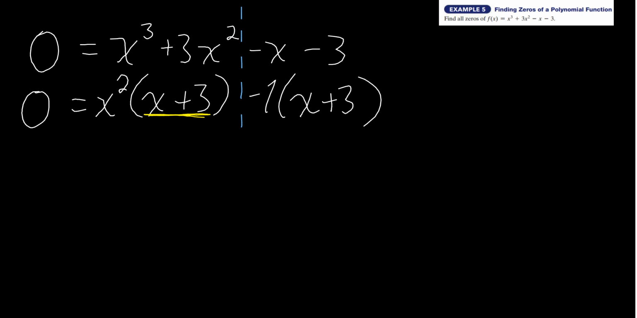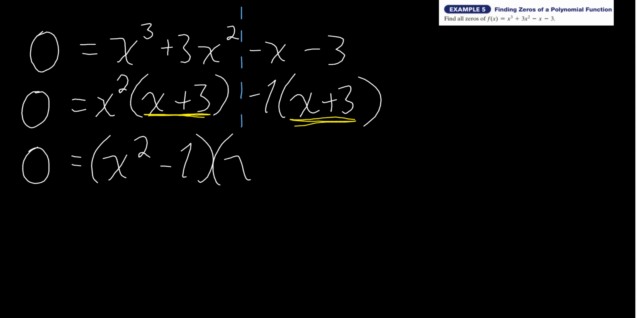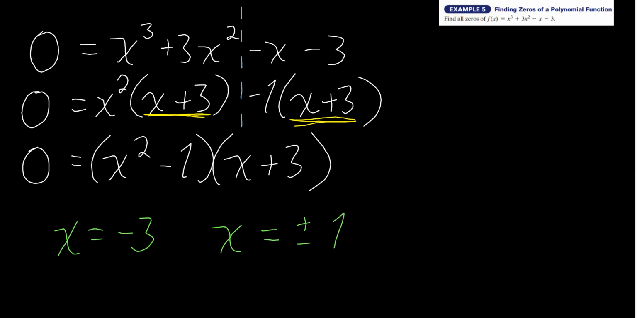And now what's in the parentheses are the exact same, and I'm pretty much done, right? So I can say 0 is equal to x squared minus 1 times x plus 3. And so this means that x is equal to negative 3, and x is equal to plus or minus 1. And those are my zeros. Okay, and so let's go ahead and graph this.